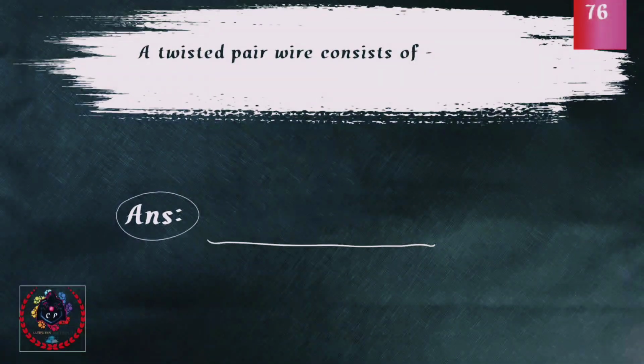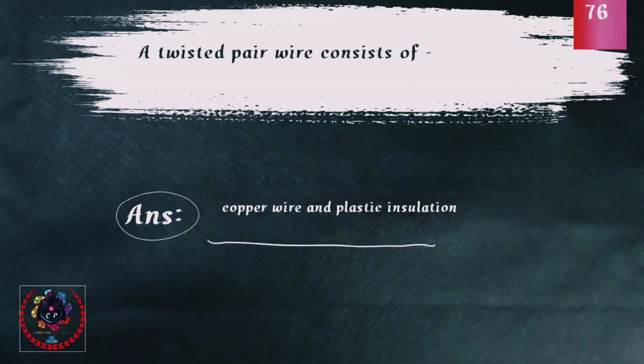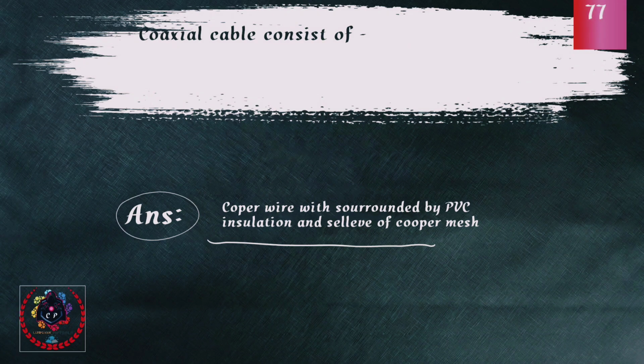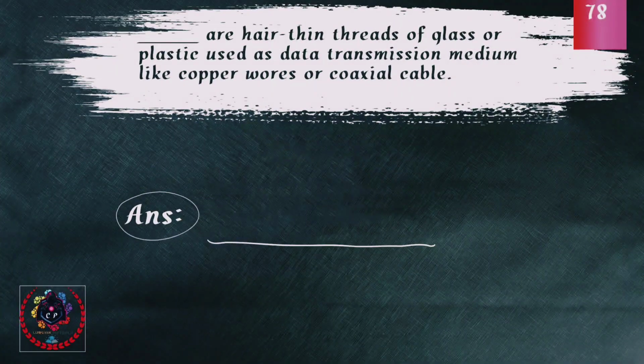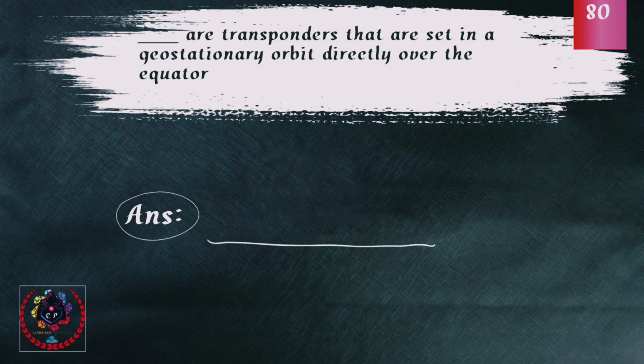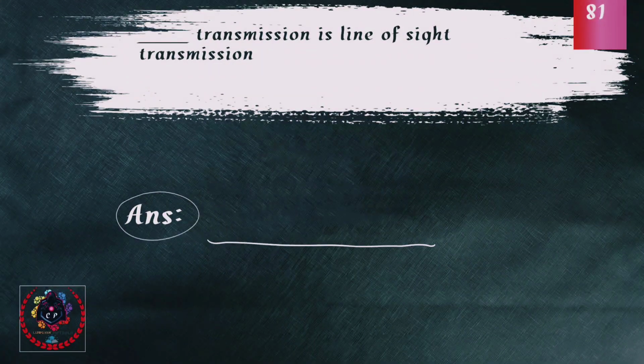Guided media. A twisted pair wire consists of copper wire and plastic insulation. Coaxial cable consists of copper wire surrounded by PVC insulation and a cell of copper mesh. Are thin threads of glass or plastic used as data transmission medium like copper wires and coaxial cable. Optical cable provides a means for transmitting electromagnetic waves. Unguided media are transponders that are set in a geostationary orbit directly over the equator. Satellite transmission is line of sight transmission.